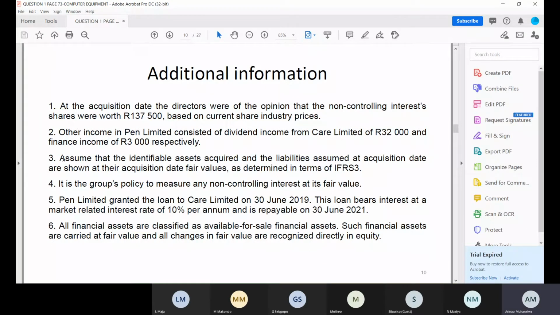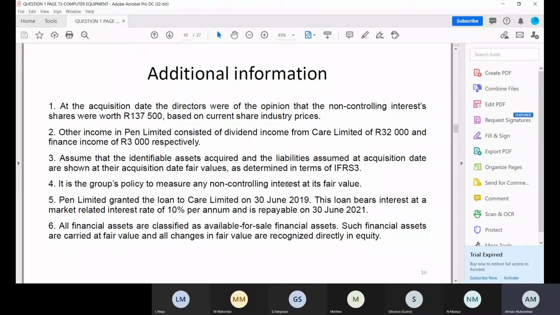Additional information number 3: assume that the identifiable assets acquired and the liabilities assumed at acquisition date are shown at the acquisition date fair values as determined in terms of IFRS 3. So IFRS 3 requires that before you do consolidation, if company A wants to acquire company B and the assets and liabilities of company B are not fair valued, first thing first, they must be fair valued. Then you can do consolidation. This is what it's saying.